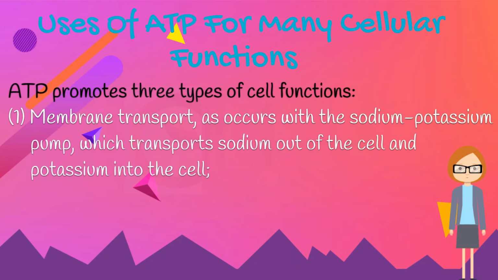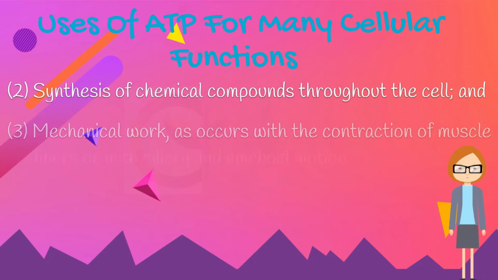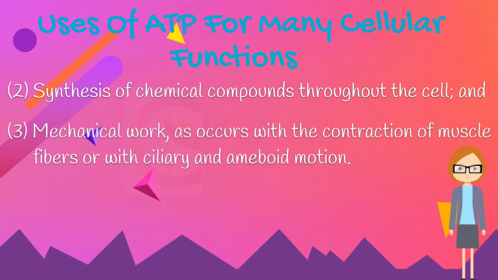ATP promotes 3 types of cell functions. 1. Membrane transport, as occurs with the sodium-potassium pump, which transports sodium out of the cell and potassium into the cell. 2. Synthesis of chemical compounds throughout the cell. And 3. Mechanical work, as occurs with the contraction of muscle fibers, or with ciliary and amoeboid motion.